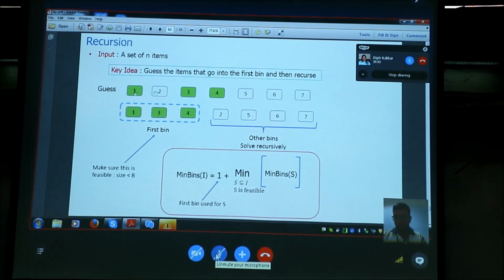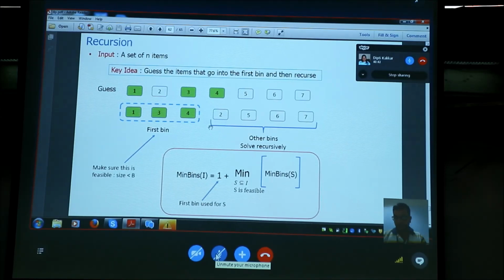So we want to say this is the sequence. I'm going to make a guess on what goes into the first bin. Let's say I guess that the first bin is made up of 1, 3, 4. Immediately after making that guess, first of all, ensure that the guess is meaningful, that it's legal, by checking whether these numbers add up only up to B. You should not cross B when you make this choice. That's the only condition. Once you have made that check, you are fitting them in this bin. Then we can take the other things and solve the remaining part recursively.